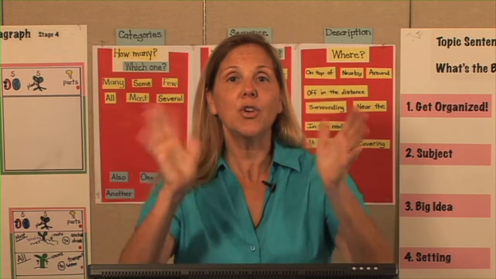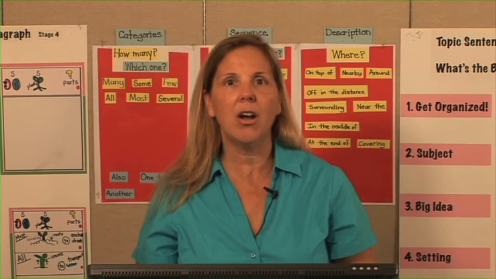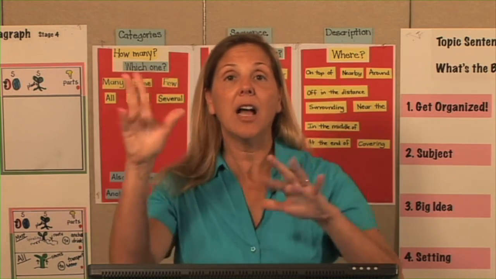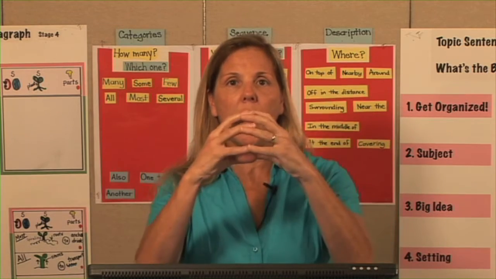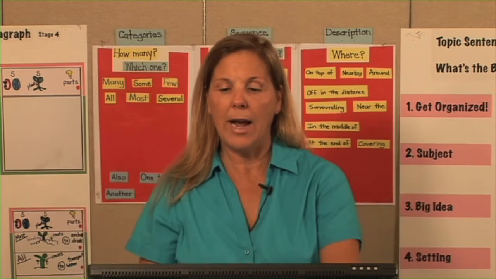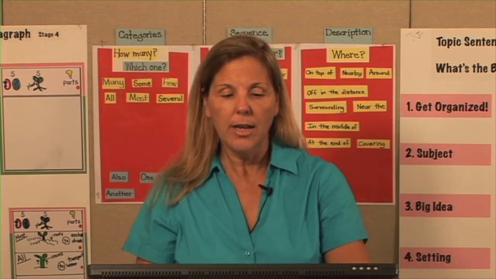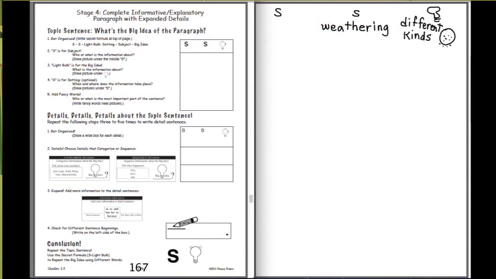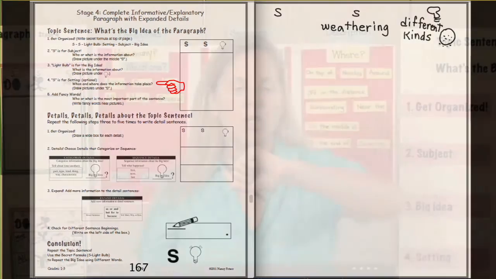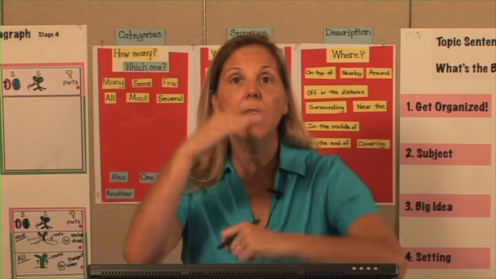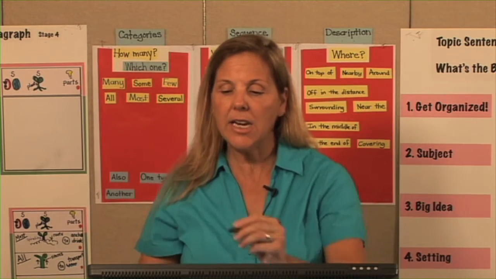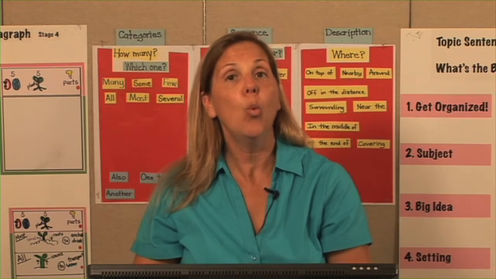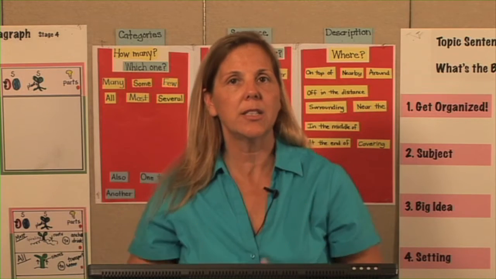Cause rocks to disintegrate. Ooh, let's say cause. Ready? The different kinds of weathering cause rocks to disintegrate. Wow. This sounds good. Let's look at the next step. We have our 1 through 3. Now let's go to step 4. Step 4, setting. Do I need to tell you when and where these different types of weathering make rocks disintegrate?